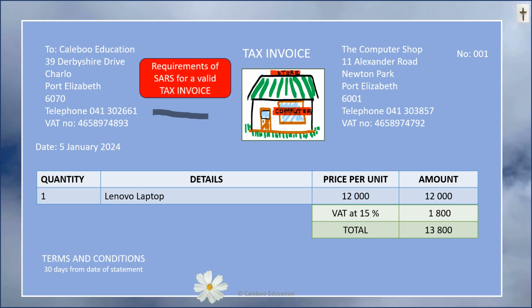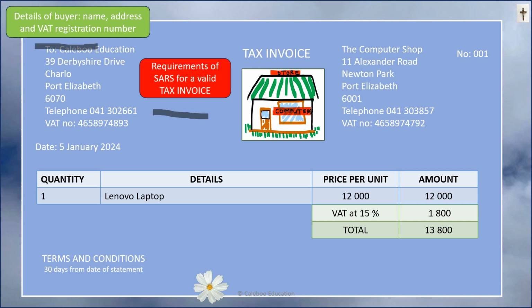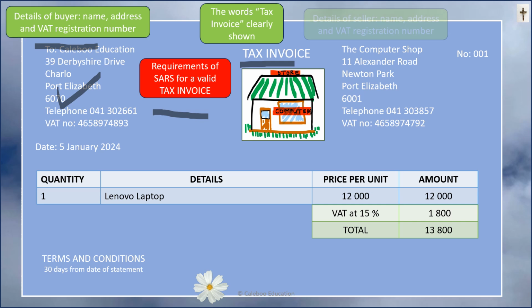So we're looking at the requirements of revenue services for a valid tax invoice. This is a bit of revision on source documents. There needs to be the details of the buyer: the name, address, and VAT registration number. It's there. The words must say tax invoice. The document must be headed tax invoice. I can say credit invoice.